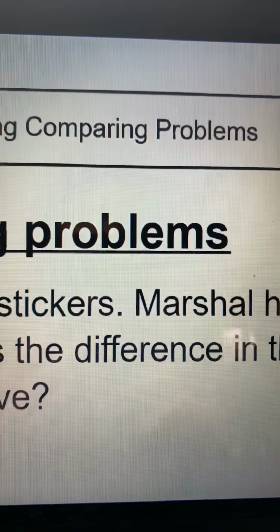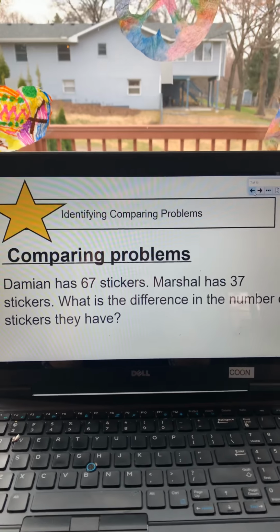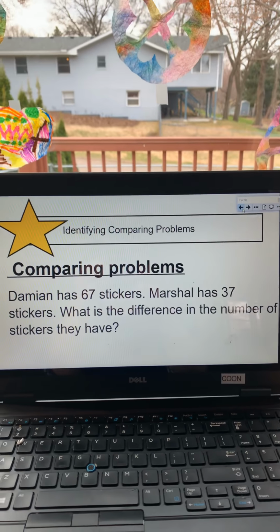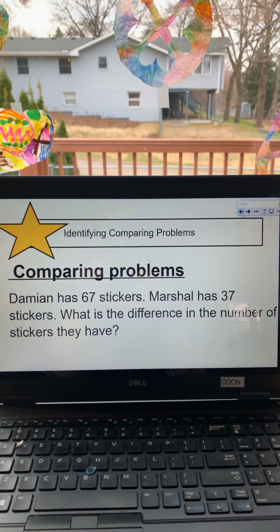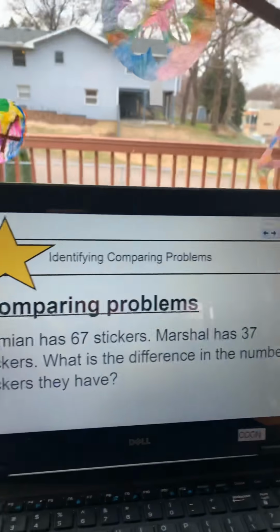Today, your learning target is to solve and write comparison word problems. Take a look at this problem. Comparing problems. Damien has 67 stickers. Marshall has 37 stickers. What is the difference in the number of stickers they have? Well, let's take a look.